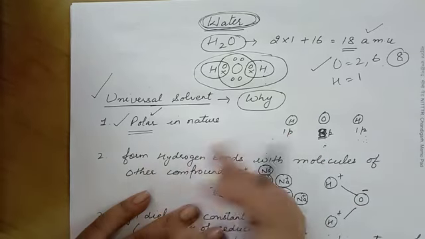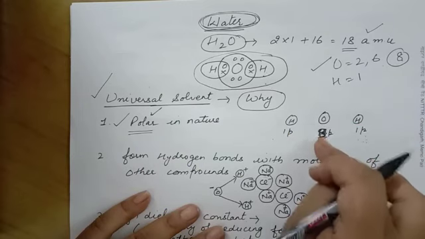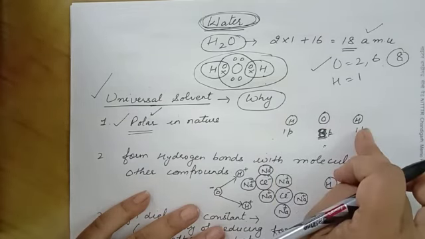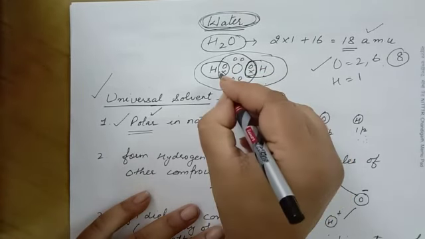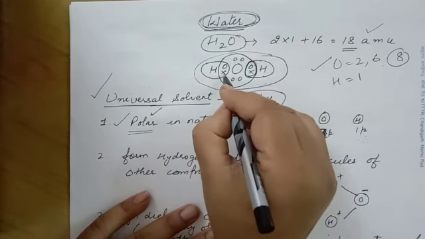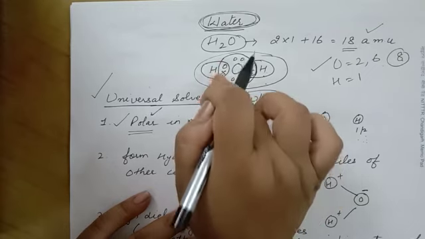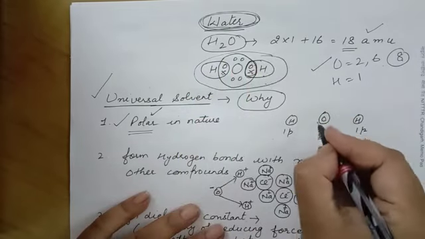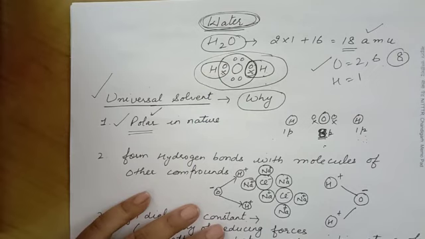Now what happened? It is clear that oxygen has much more forces of attraction as compared to both these hydrogens. So this oxygen attracts the shared pair towards its side. So oxygen attracts both these shared pairs towards its side. So the shared pair is not exactly in between the two atoms, but it is slightly towards the oxygen side.